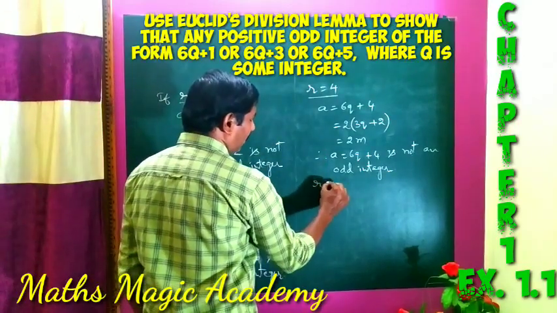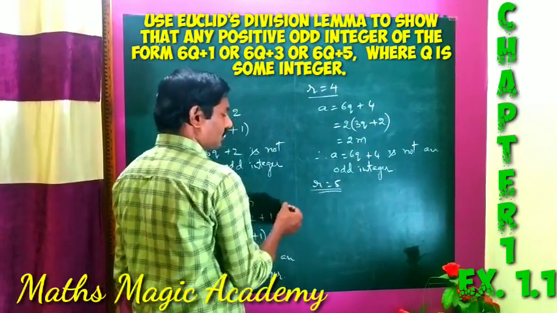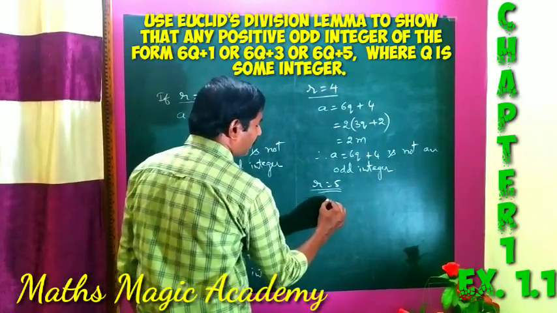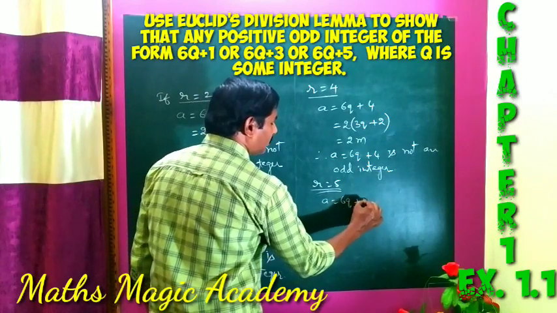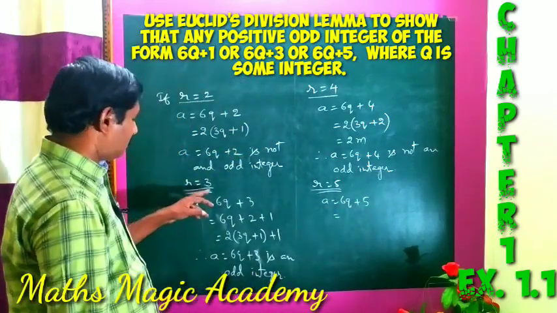In this way, r equals 5. The last one, r equals 5. The possible remainders are 0 to 5. So, r equals 5. Then a equals 6q plus 5. So here also, like where r equals 3, we split it up.